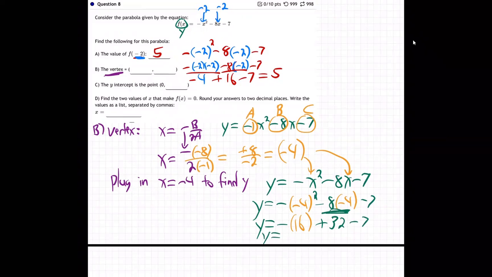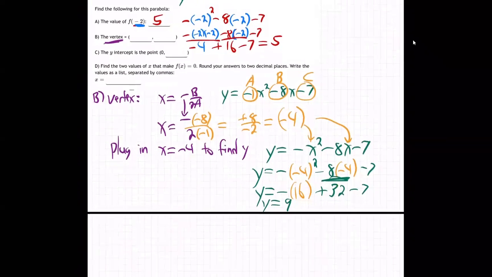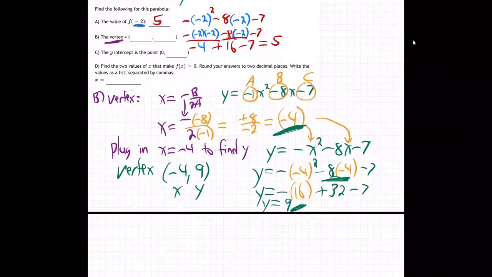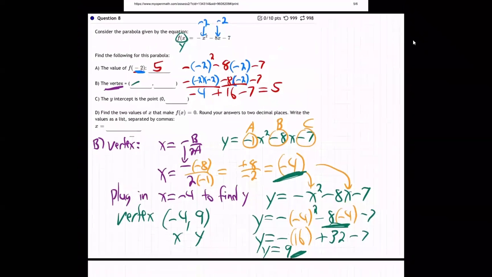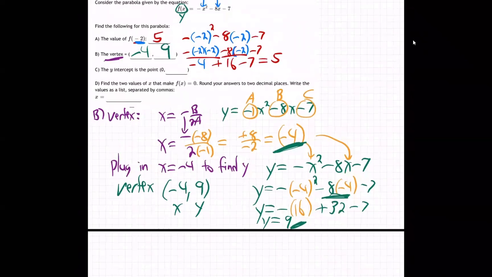And so use your calculator. Get 16. I think it's 9, isn't it? Yeah, 9. So y is 9. So we've got the x and the y. Here's the x. Here's the y. So the vertex is -4, 9. That's the x and that's the y. -4, 9. Okay, now part C, find the y-intercepts.